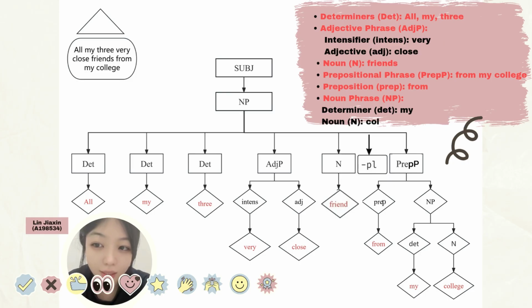The key point is determiners limit or define the noun. Adjective and prepositional phrases modify the noun, adding description or extra information. By understanding what modifies and what determines, we can clearly interpret or construct complete English noun phrases.